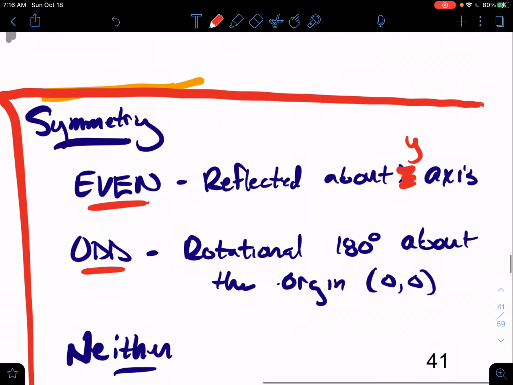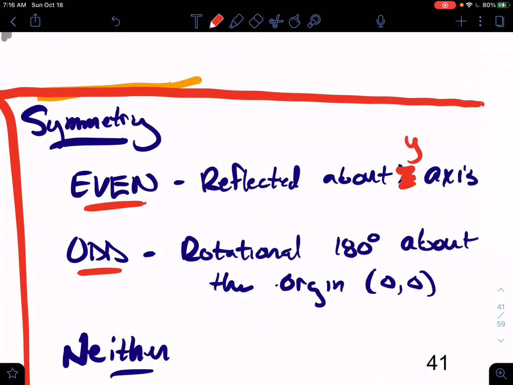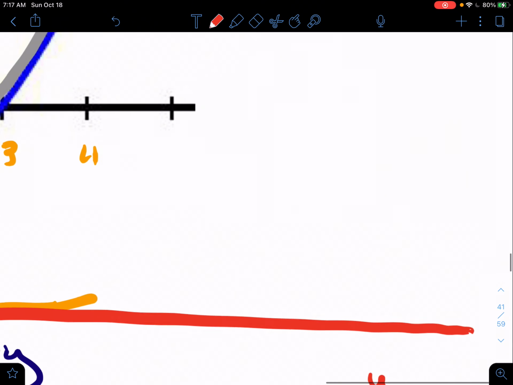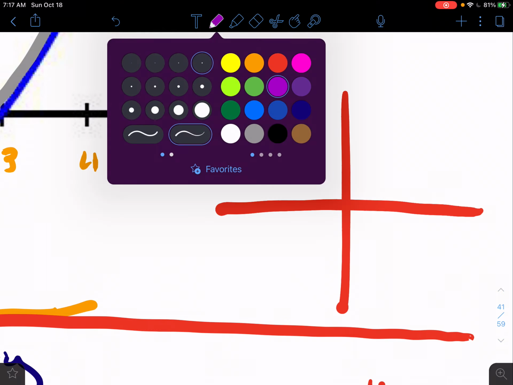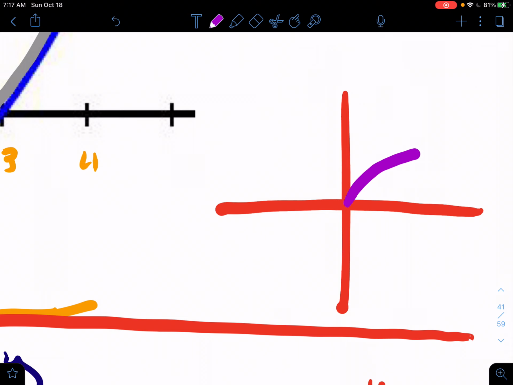Now, odd symmetry is actually completely different than that. So odd symmetry is if it has rotational symmetry 180 degrees about the origin. So an example of that, I haven't seen one yet, might look like this. So if something were to have odd symmetry, this would be an example of it.